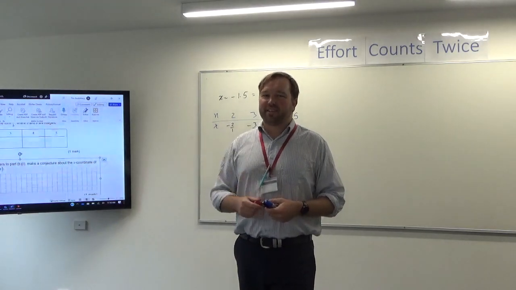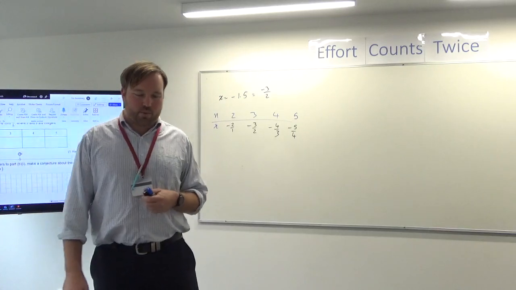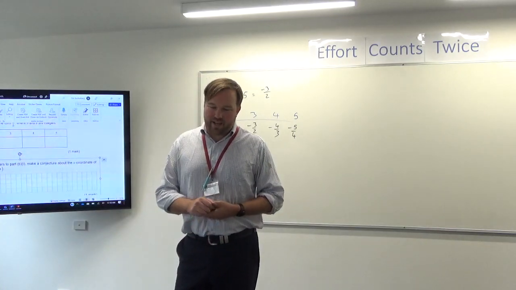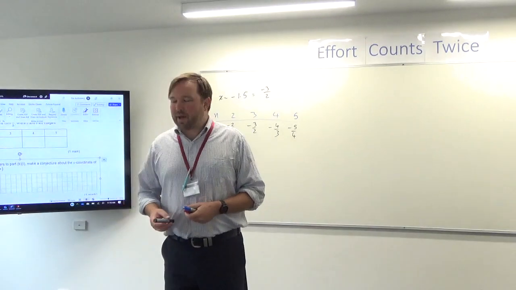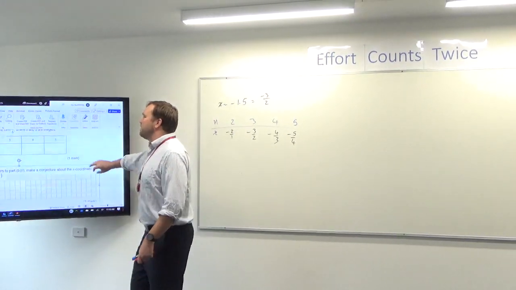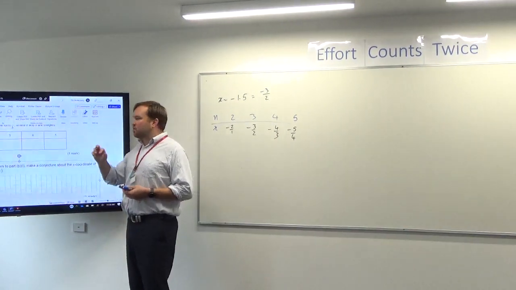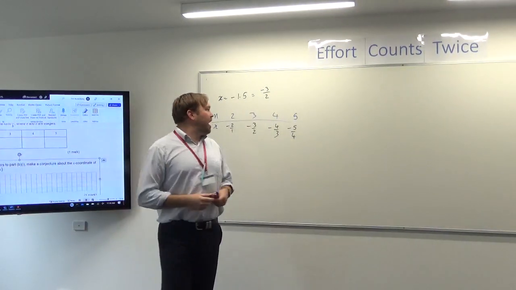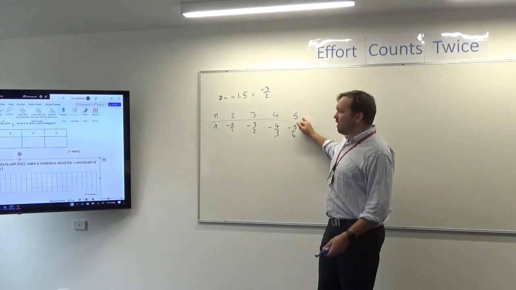On the basis of your answers to part b(i), make a conjecture about the x-coordinates for point A for function g of x. Alright, so basically we need to spot a pattern and then use the language they've given us above to describe the pattern. So the thing that's changing here is n. And you might have noticed here, n being 2, 3, 4, 5.